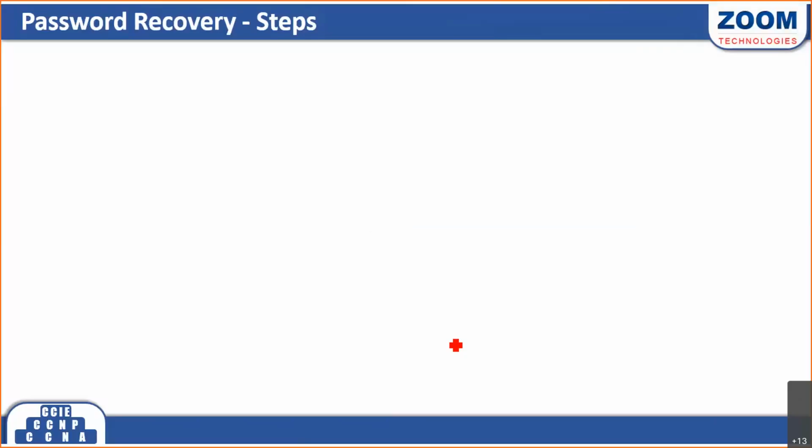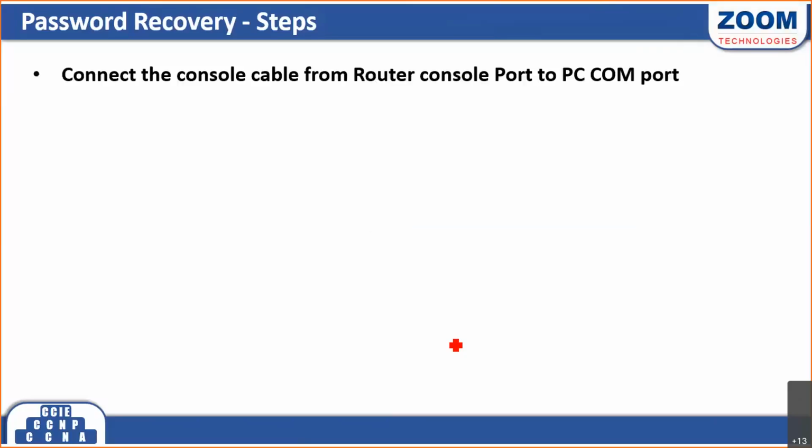And the steps. Step 1: connect the console cable from the router console port to the PC COM port. So the first thing is what? Connect the console cable from the router console port to the PC. That means the router and PC both should be in the same location. We cannot do this remotely; we can do this from the local device only.